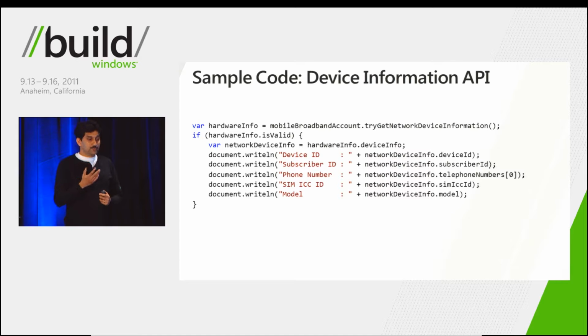The properties I am showing over here are device ID, which is either IMEI or MEID, subscriber ID, which can be IMSI for GSM networks, phone number, SIM ICC ID, or device model. This is just a sample set of properties. To see a complete list of properties, you can go to our MSDN documentation.